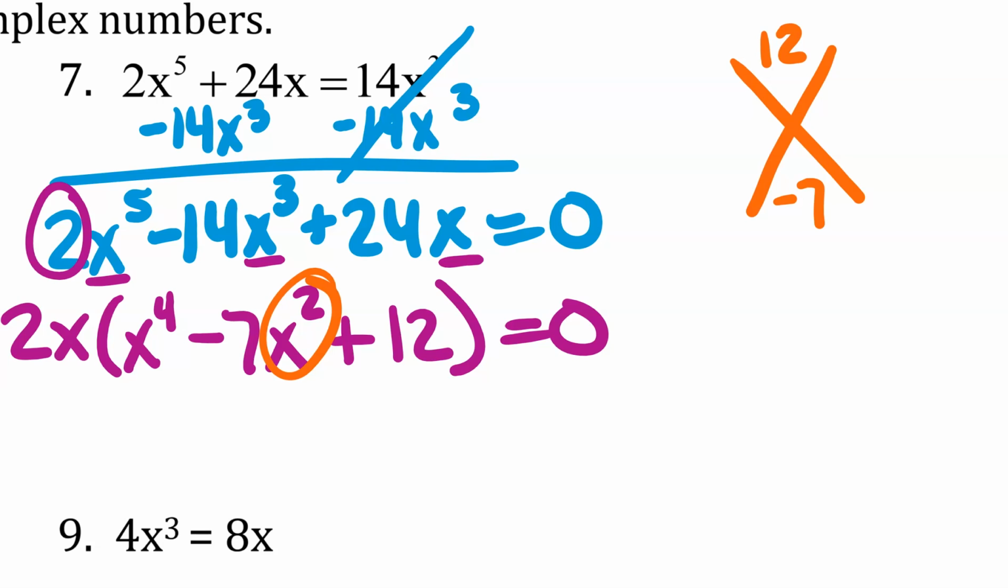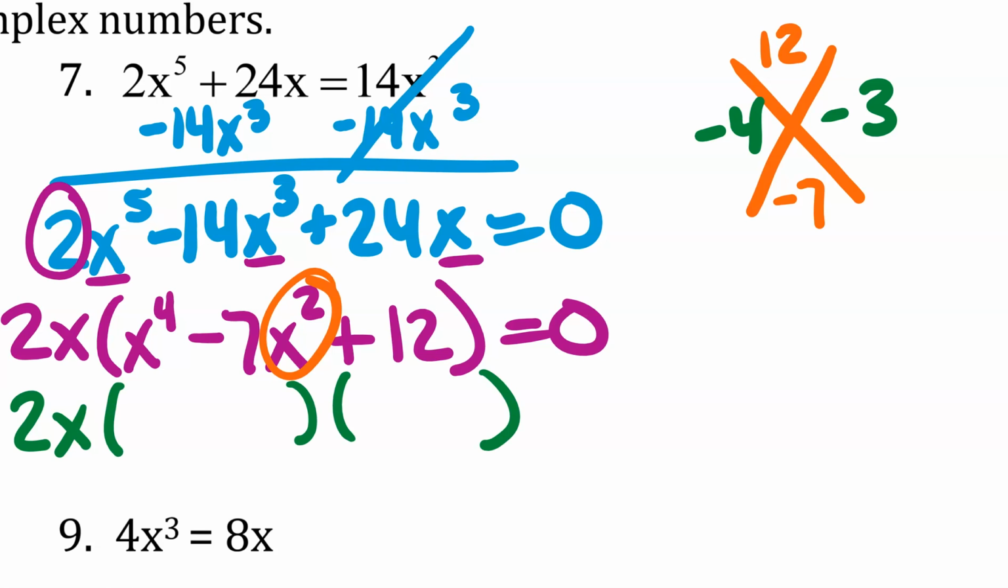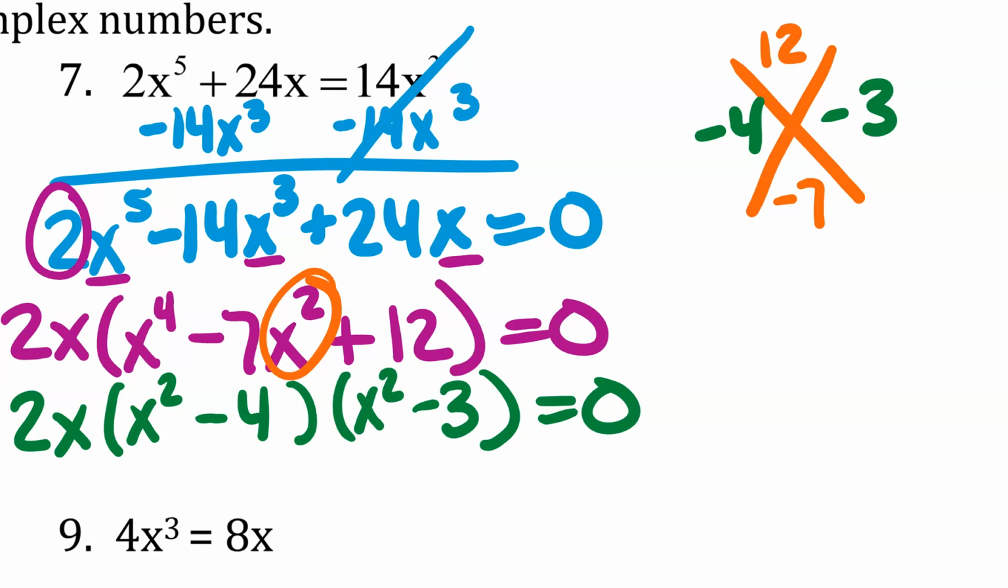So my two factors that multiply to make 12 and add to make negative 7 are going to be negative 4 and negative 3. This is an easy trinomial, so I do get to shortcut it. I don't have to plug in, so you're just going to use x squareds though. So I'm going to have x squared minus 4, x squared minus 3 equals 0.